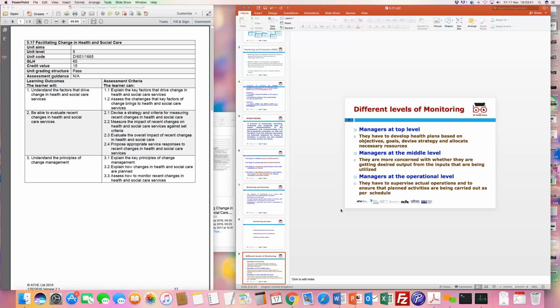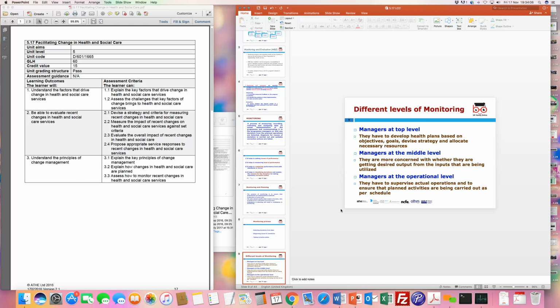At the middle level, the managers are more concerned with the nitty-gritty of things, in terms of making sure that most of the things which are required to change, or things which affect the output, or say, for example, in this case, the patient care, are made available. This is the responsibility of the middle management.